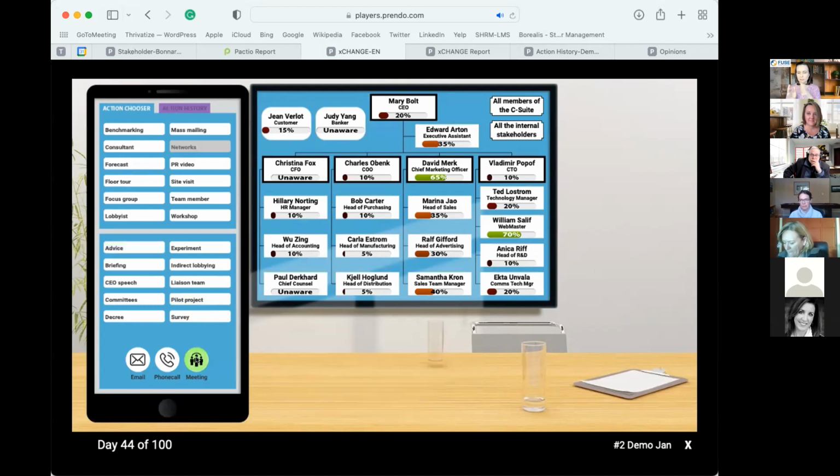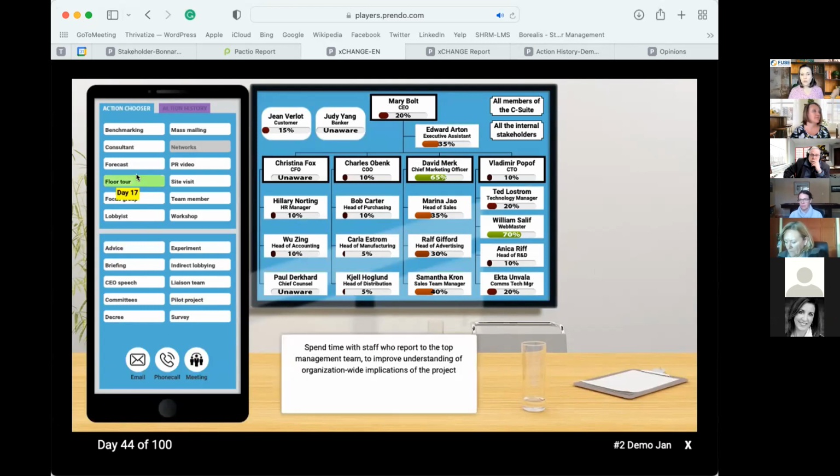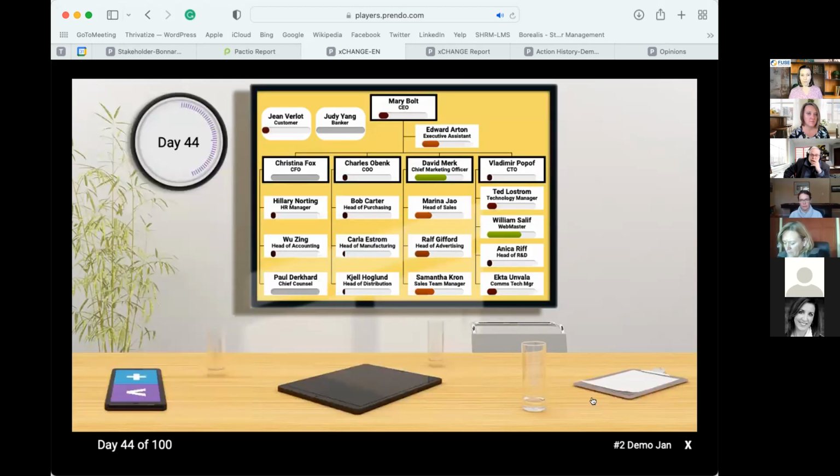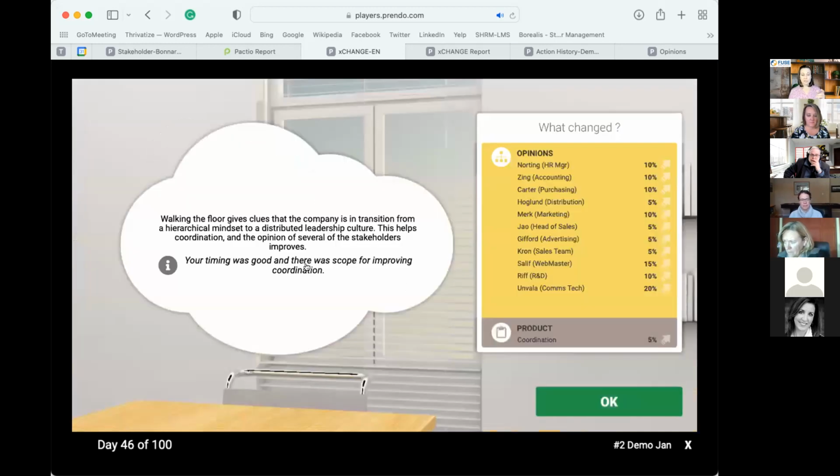So there's also in the workbook a cheat sheet that says how many days each action takes. So for example, we want to do a floor tour, okay? It tells us that takes 2 days of our time to spend time with the staff who report to the top management team to improve understanding of organizational-wide implications. So I went ahead and chose that. And then you saw 2 days tick by on our time there. We went from 44 to 46 days.